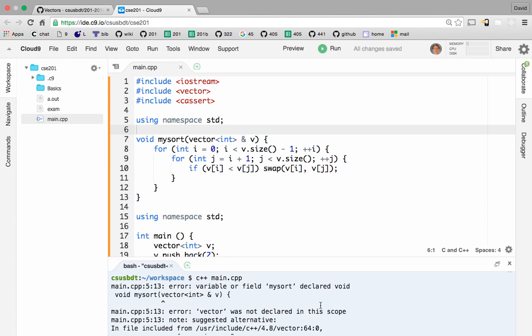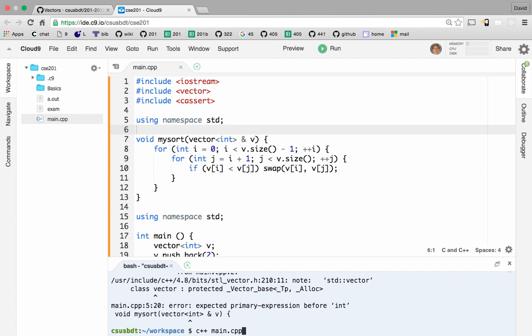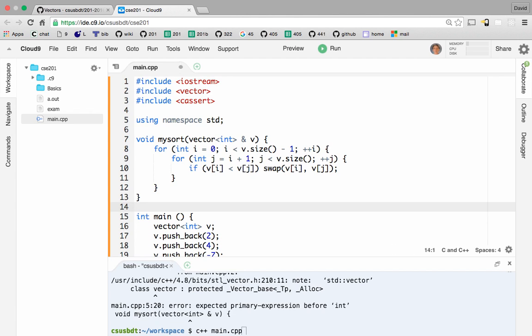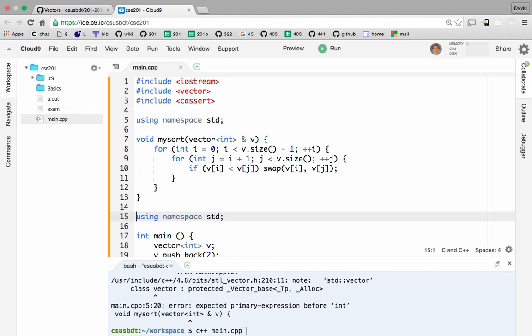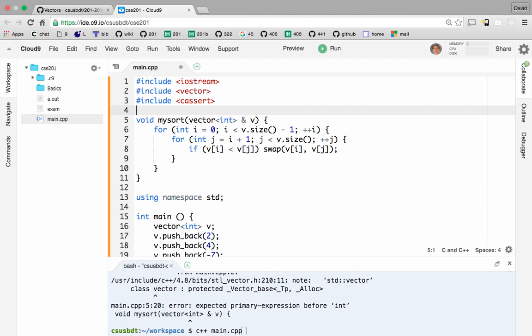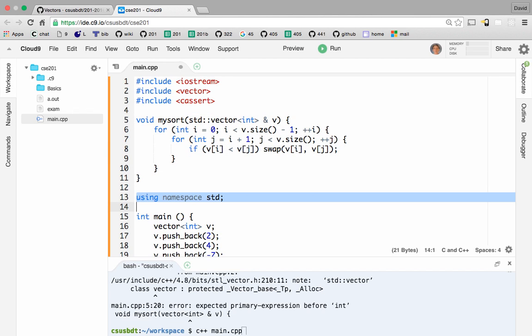You have it right there too again, after the void. Oh, I had it down here. That means, see, let me show you here. See, it's seen this vector. It doesn't know what vector is. I have to tell it it's in the standard namespace. I can prefix it. Now, I don't need this. This declaration came after I used the name vector.